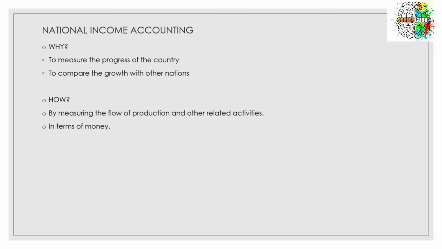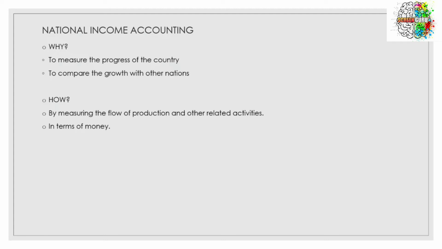So national income accounting measures the progress of a country, how much the country has fared compared to the last year. So that is what national income accounting does. It gives us an idea of the development in the country. So to compare growth with other nations, also national income accounting is used. So the per capita national income is used to compare how much India is doing compared to the US or China likewise. And how do we calculate the national income?